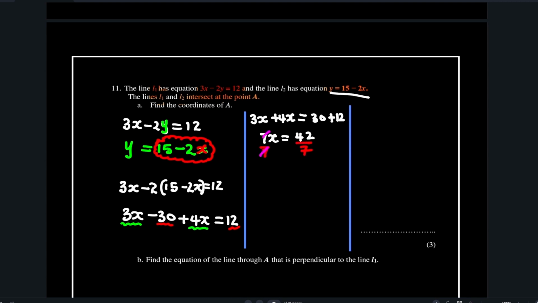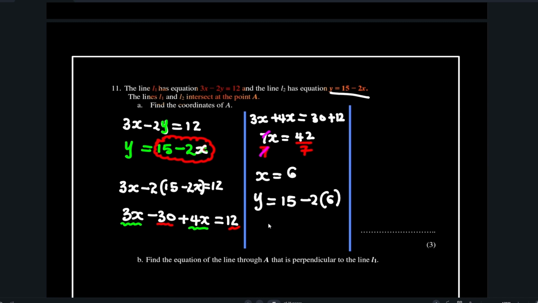Divide by 7, divide by 7, our x is 6. So already we have the value of x. Then we can substitute it in the second equation in order to get the value of y. You can substitute in either the first equation or the second equation to find y, but equation 2, which is y equals 15 minus 2x, is easier for finding y. So we are going to say y equals 15 minus 2 into bracket 6.